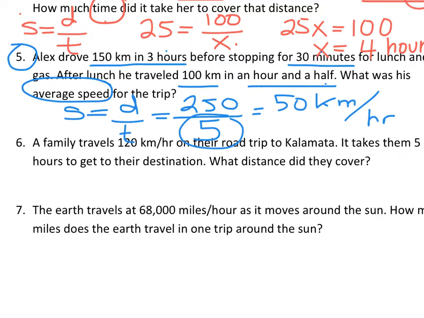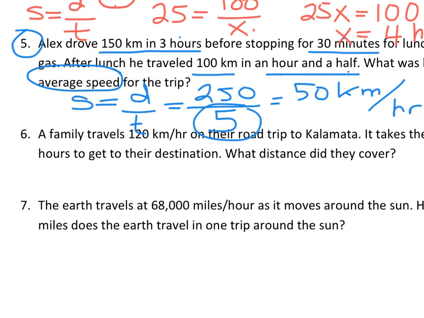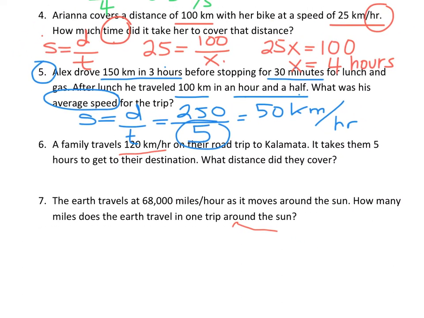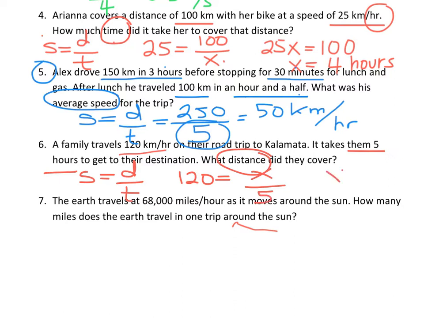Okay, if we look at number 6 here, a family travels at 120 kilometers an hour on their road trip to Kalamata, and it takes them 5 hours to get to their destination. What distance do they cover? So same type of problem. We're going to use our same formula. So this time we have the speed, it's 120. We don't have the distance, that's our x, and we have the time, which is 5 hours. So here we're just going to do x is equal to 600, and it's distance, so we're looking at kilometers, because we had kilometers per hour here.